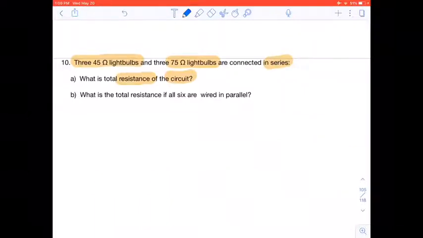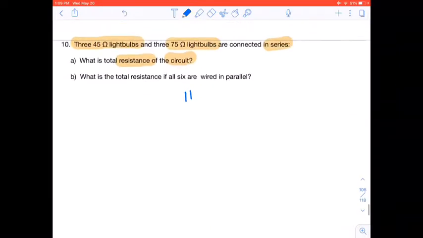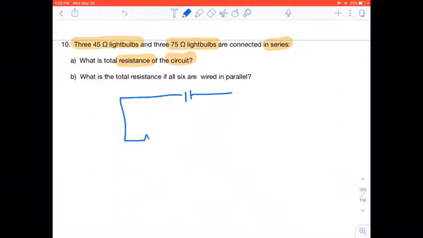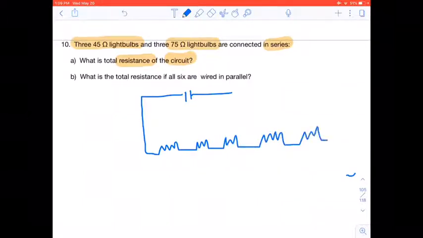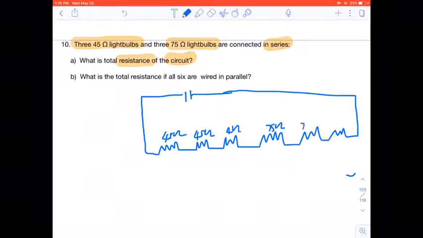Okay, so if we look at that here now, we say, okay, we've got this, right? We've got that, and here we say, okay, 1, 2, 3, 4, 5, sorry about that. 1, 2, 3, 4, 5, 6, going like that, right? And this is 45 ohm. That's 45 ohm. And that's 45 ohm. And that is 75 ohm, 75 and 75 ohm. So we want to know what's R total.